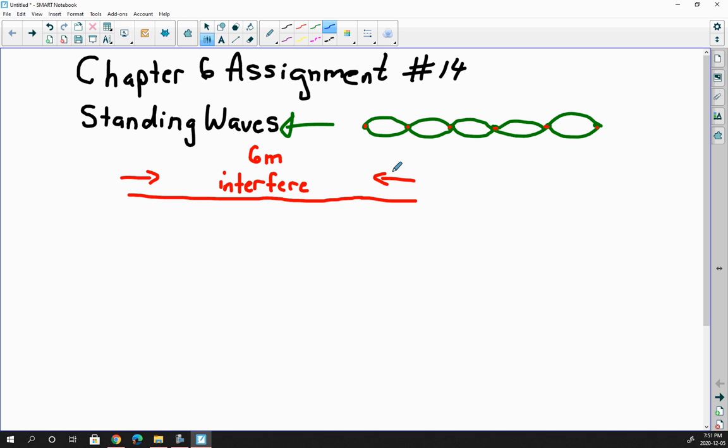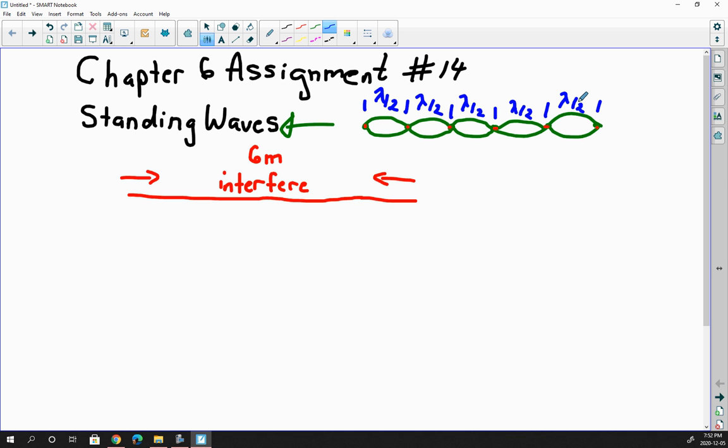But one of the things that we should have learned is that the distance from node to node is always half of a wavelength. Node to node, always half of a wavelength. Between successive nodes, we always have half of a wavelength. That's really the key to the standing wave problems that we're studying here.